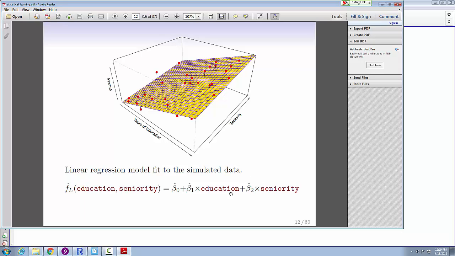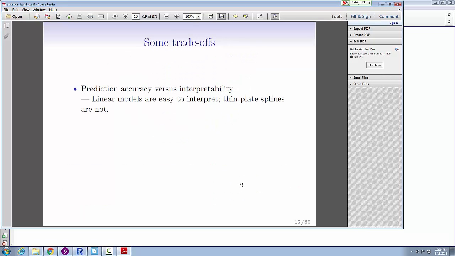So one simple way to illustrate this is, suppose we put education and education squared in the model, seniority and seniority squared in the model. That would allow this to be curvy, more flexible. But as soon as we put those squared terms in, it's harder to interpret things. What's the seniority effect now? It's not beta 2. It involves two coefficients now because seniority and seniority squared are in there. So the point here is that there are differing levels of interpretability.